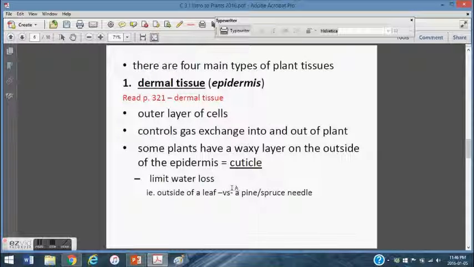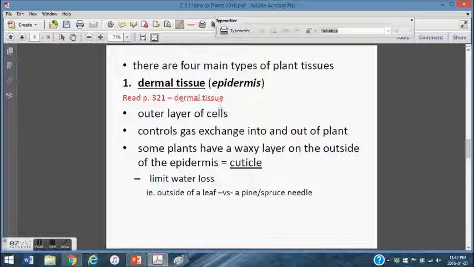Now, plants have four major types of tissue. There's many more types, but these are the major ones that I care that you know about. The first type is dermal tissue, or the epidermis of the plant. You have an epidermis as well. Yours is different than a plant's, but in that way, it's the surface outer layer of cells, just like on you. Now, pause this for a minute. Read page 321. Take a look at the picture there. It shows some of those different types. And I want you to just specifically read the part about dermal tissue on page 321.